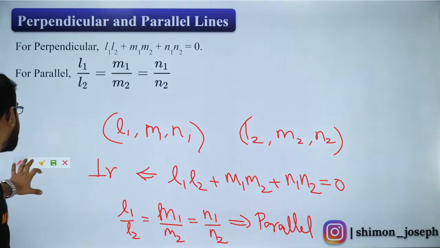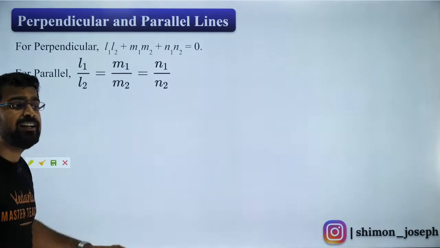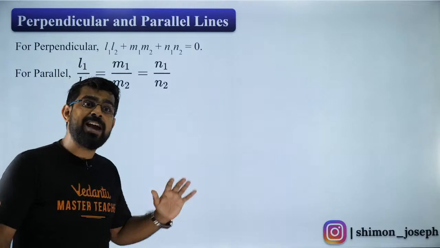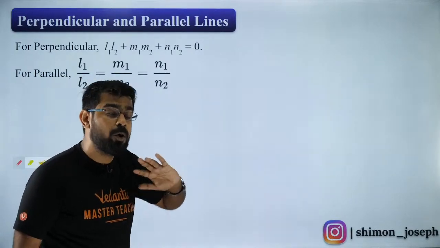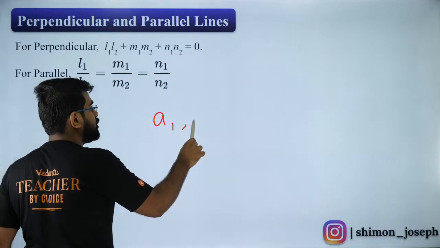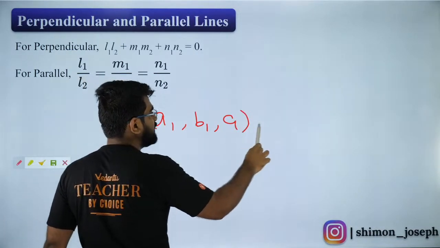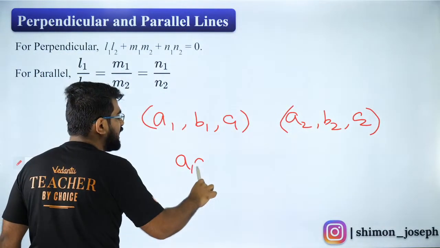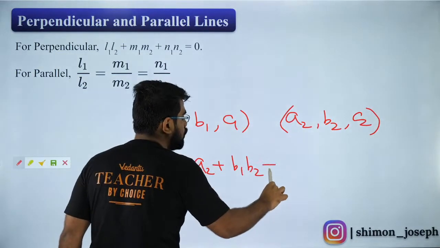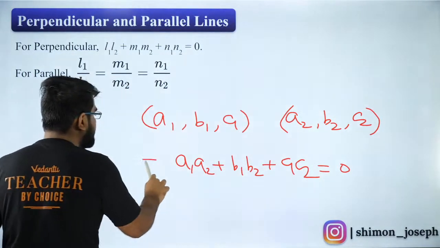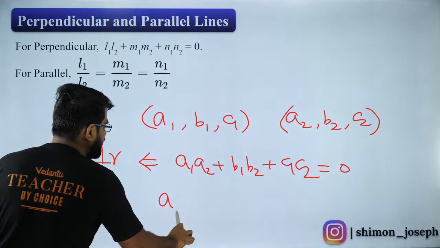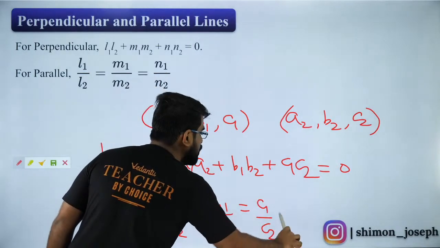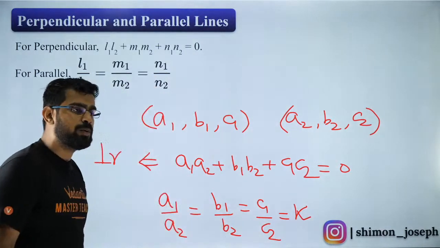Guys, just because I gave LMN, don't think it is only for direction cosines. I'm trying to cover that also because some of you might think, sir gave LMN, so this is only valid for direction cosines. No, no, no. It is valid even for direction ratios. So if you have A1, B1, C1 and A2, B2, C2, and these two are perpendicular, then A1 A2 plus B1 B2 plus C1 C2 is equal to 0, my dear students. If it is equal to 0, then they are perpendicular, and if they are proportional, they are parallel. So it is valid even for direction ratios. Don't forget that.